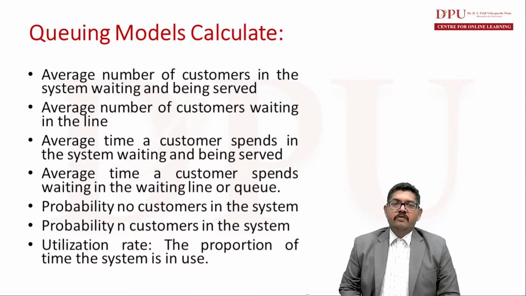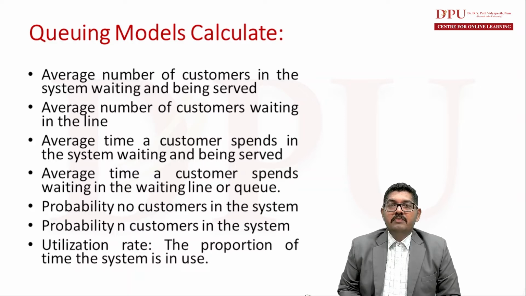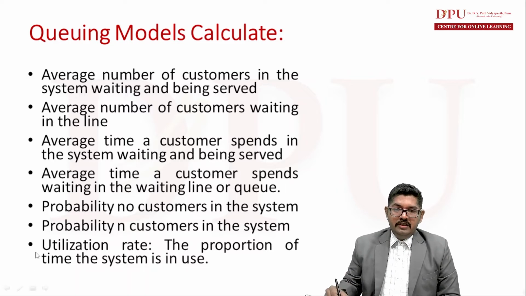Queuing models calculate: what can we calculate from the queuing models? We can calculate the average number of customers in the system, waiting and being served. The average number of customers in the system includes the number of customers who are in the queue as well as the number of customers who are being served. Then we can calculate the average number of customers in the line or queue. The number of customers in the queue is denoted by WQ. Right, so let me write down the notations as well.